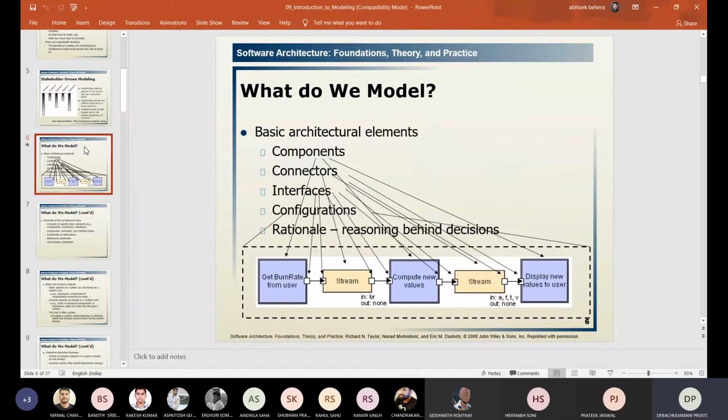Okay, the basic architectural components here: what do we model? What are the basic components? First three things: component, connector, and interface are the three main things. Then their configurations and the reasoning behind it. Why are we connecting it? We should have the proper reason for it before the connection.